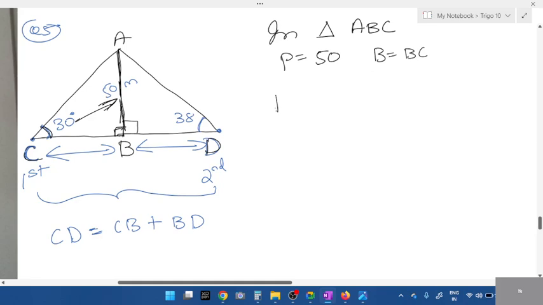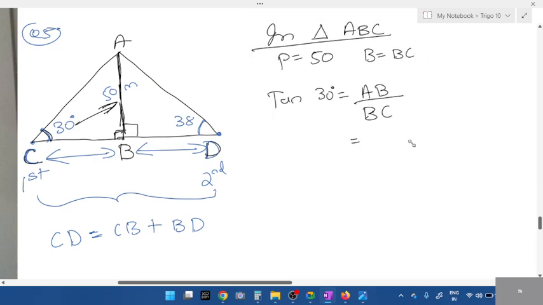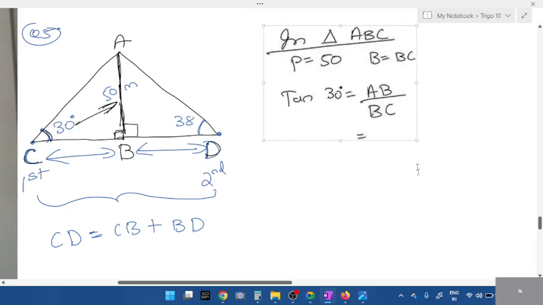Which formula do we use? Tan theta is equal to perpendicular over base. AB divided by BC. Complete this. For tan 30, you all know the value. What is tan 30, students? How much is tan 30? 1 by root 3. For tan 38 degrees, use the table, the tan table. I'll give you 5 minutes time, complete this.